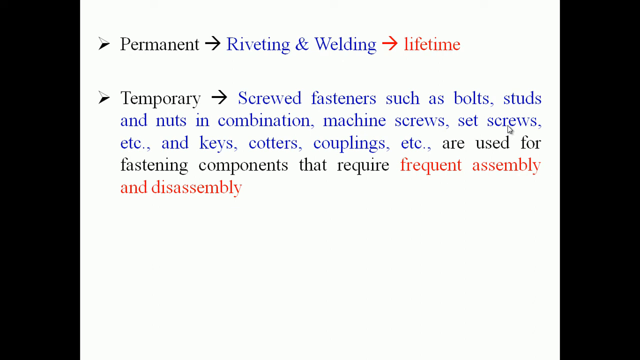Once again, permanent rivets and welds mean a lifetime one. If you want to remove one, you cannot remove it like temporary fasteners. Definitely the permanent fasteners will fail, any one of the parts or both the parts.